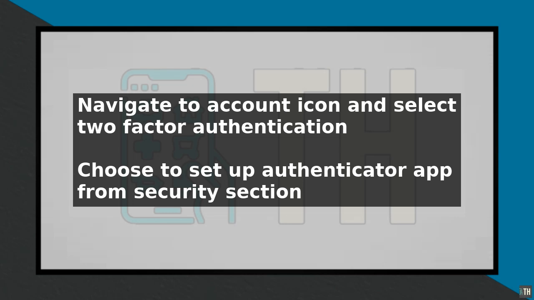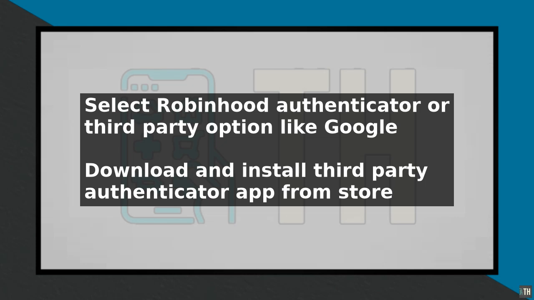If you choose to use a third-party authenticator, you will need to download and install the Authenticator app from the App Store. Once installed, open the Authenticator app and scan the QR code displayed on the Robinhood app. Alternatively, you can enter the secret key provided by Robinhood into the Authenticator app. This will link your Robinhood account to the Authenticator app.